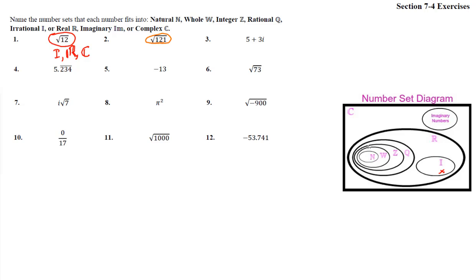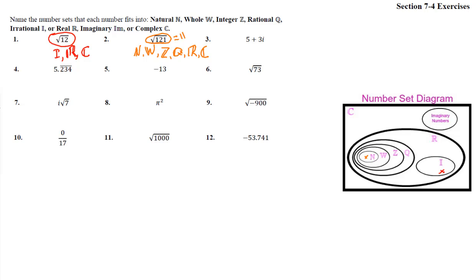Next one. Let's try number 2, square root of 121. That comes out nice and is just the number 11. So notice it is right here. That's a natural number, a whole number, because if it's natural, then it's whole, and it's an integer, and it's rational, which means it is real, and everything is complex. So all of these fit in. It's not irrational, it's not imaginary.